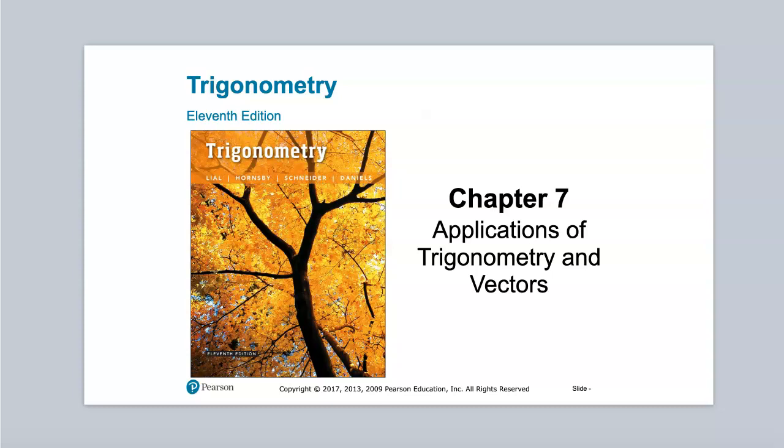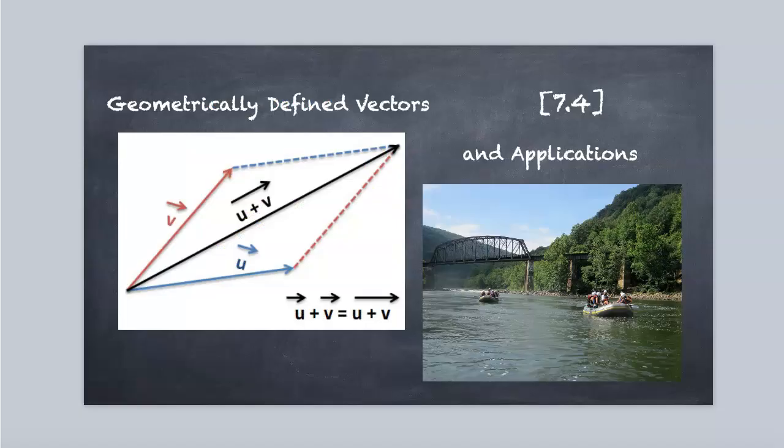Today we continue in our Chapter 7 lectures in 7.4 talking about geometrically defined vectors and applications. What we see here on the left are some vectors, and what we see here on the right is one application of vectors. That is, a force is being applied to the river by the people who are rowing, and that force is also being acted on by another force, which is the river itself. So let's start with a review of vectors.